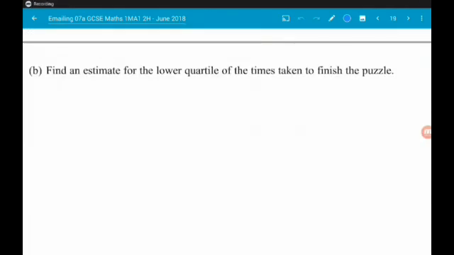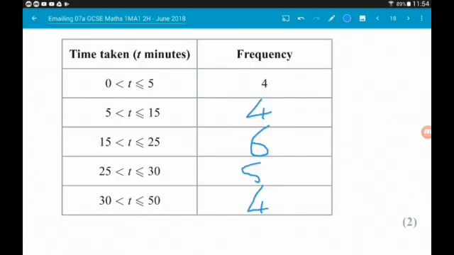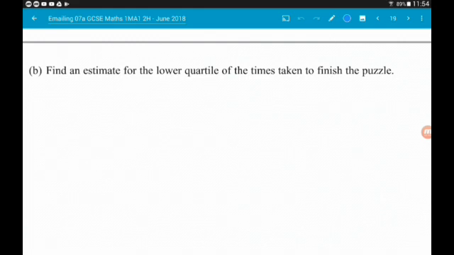Okay, then part B wants us to find an estimate for the lower quartile of the times taken. So the lower quartile is the 25th percent value. If we add up all of our frequencies in the table, so 4, 4, 6, 5 and 4, we get 23. So the total frequency is 23. Now, if we wanted to find the median value here, we would add 1 to our frequency because it's odd, and then divide by 2.